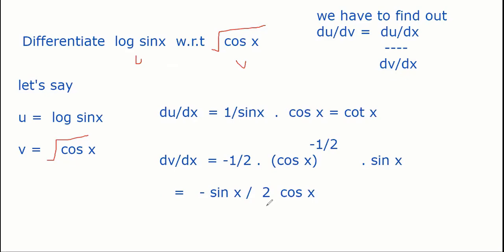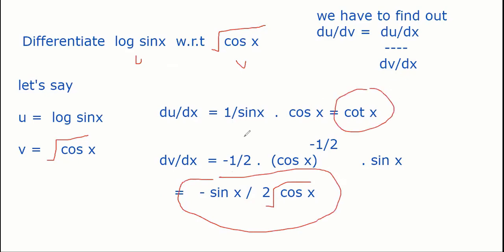So I got dv by dx is this, and I got du by dx is this. So I can easily find out du by dv. Tell me, difficult or no? Very easy, right? Because I formed my equation in an easy form.